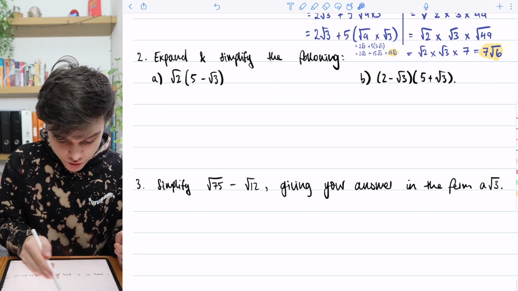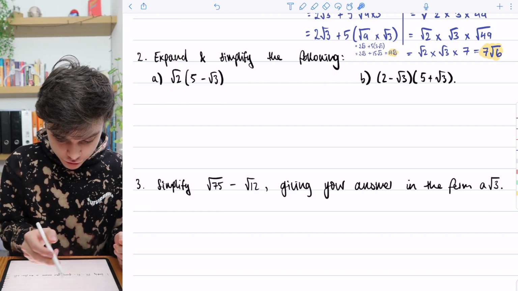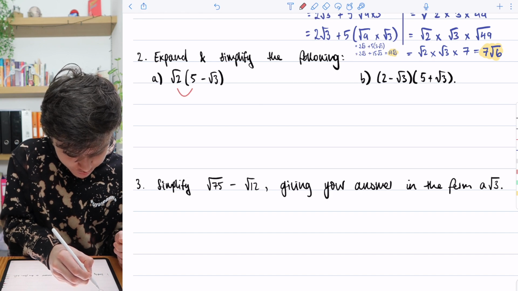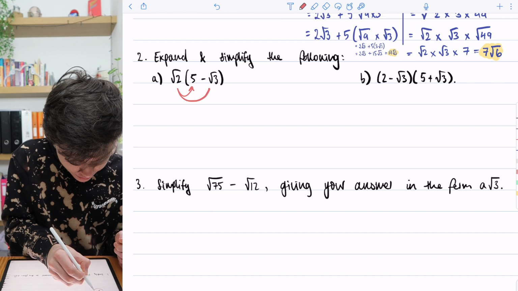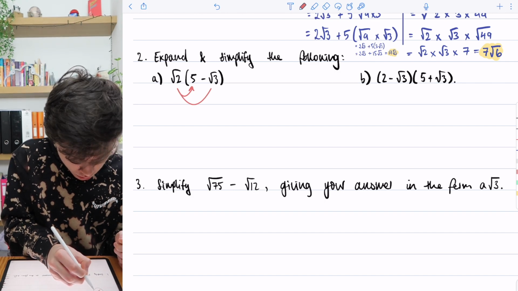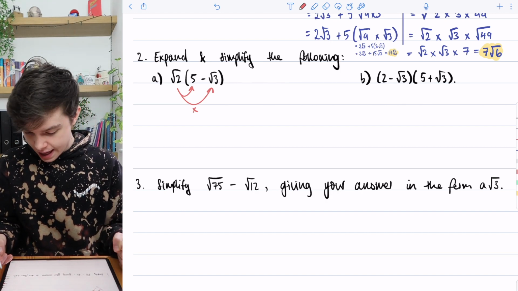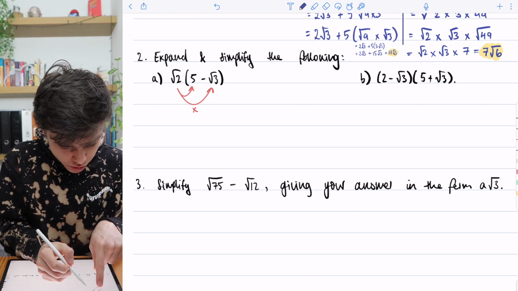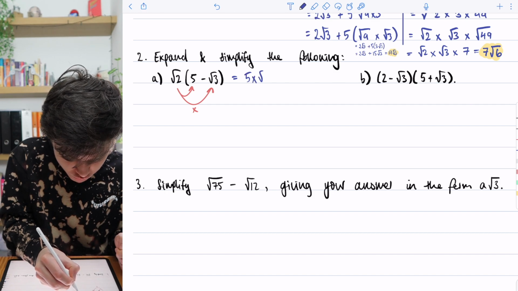So here all we've got is a single bracket multiplied by some term out the front. So all we need to do is multiply the term out the front with each term inside the bracket. We'll make that an arrow, and then all we're going to do is multiply along those arrows. So we're going to do root 2 times the 5. So we'll have 5 times root 2.